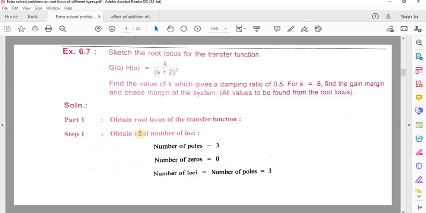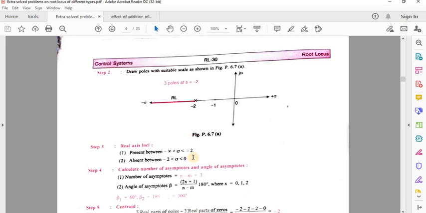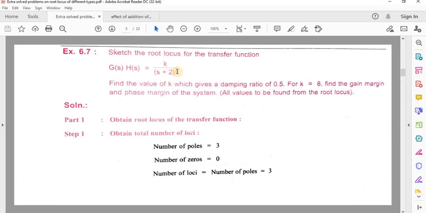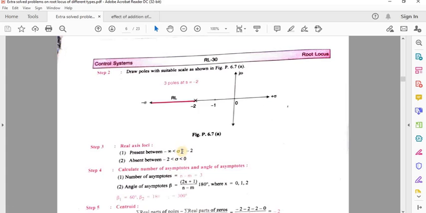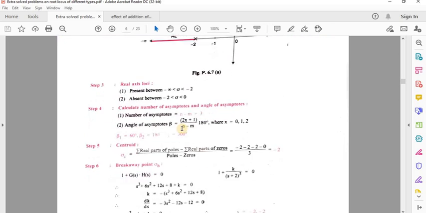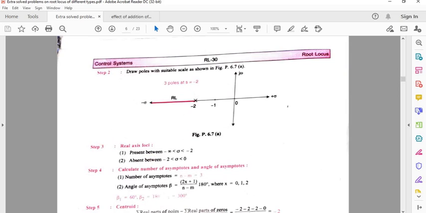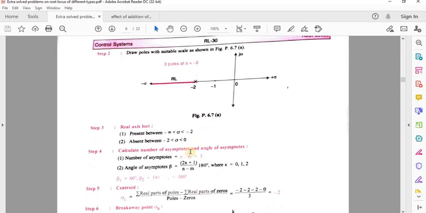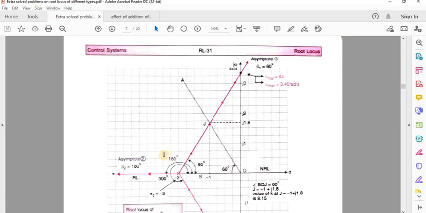Now we are going to see example 6.7 again. It's kind of the same problem, just the number of poles is 3. Here s plus 2 whole cube has been expanded. So in this problem there are 3 poles at -2. Very simple problem, you can solve it, and we will go through the next type of problem.